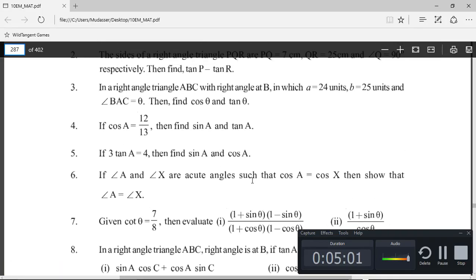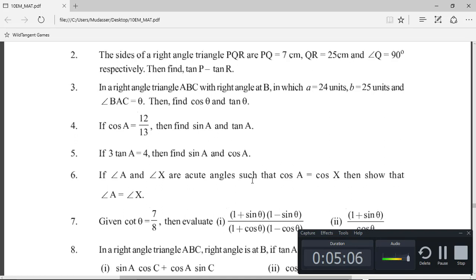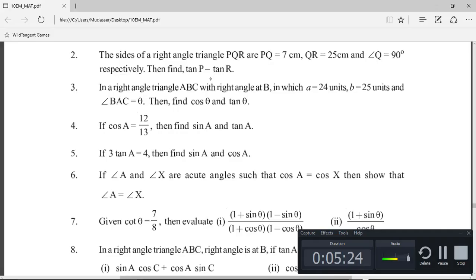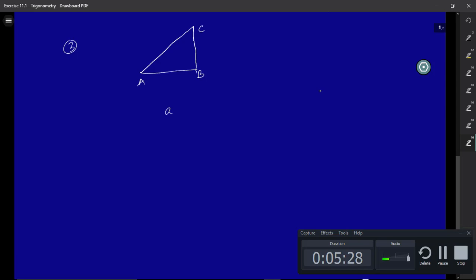Let us go ahead and work on question number 3. Question number 3 says, in a right angle triangle ABC with right angle at B, in which small a is 24 units, small b is 25 units, and angle BAC is equal to theta, then find cos theta and tan theta. We'll again draw a right angle triangle here. So this is a right angle triangle here. ABC is a right angle triangle. Small a is given as 24 units.